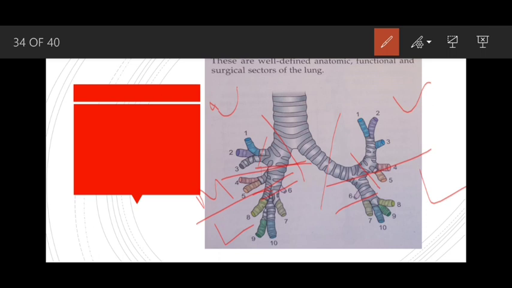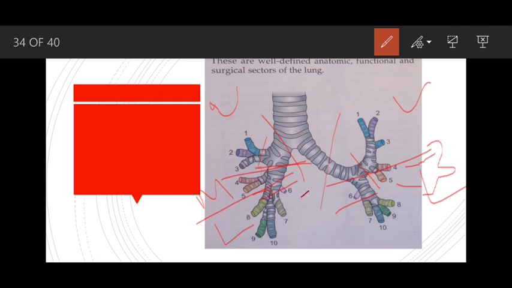Fourth is known as the lateral segment and fifth is known as the medial segment. Now you see on the left side, fourth is known as superior lingular and fifth is known as inferior lingular. So this is the only difference in the middle lobe.